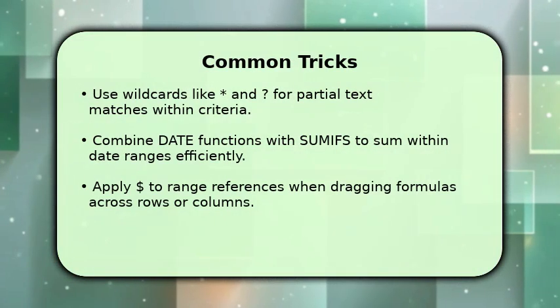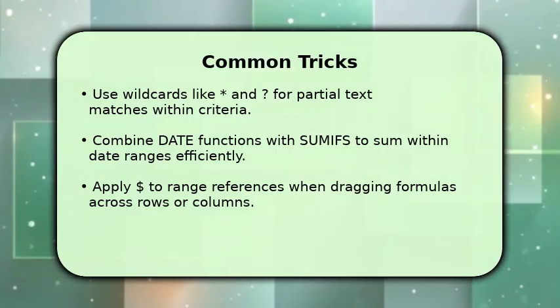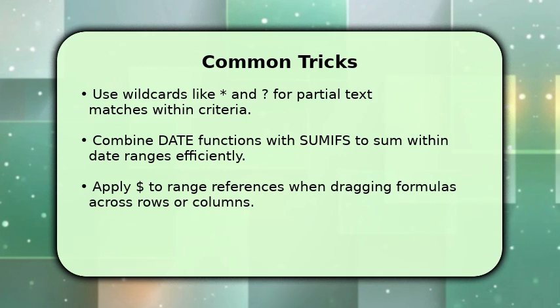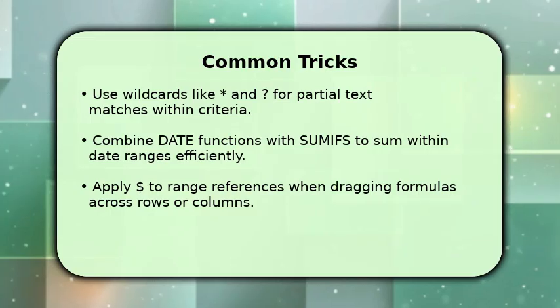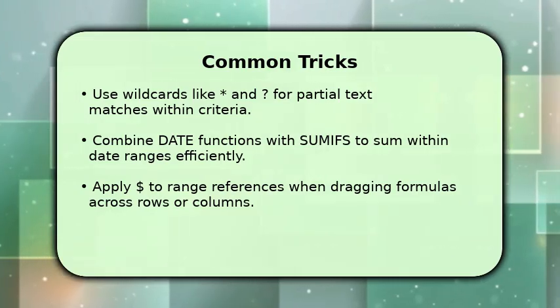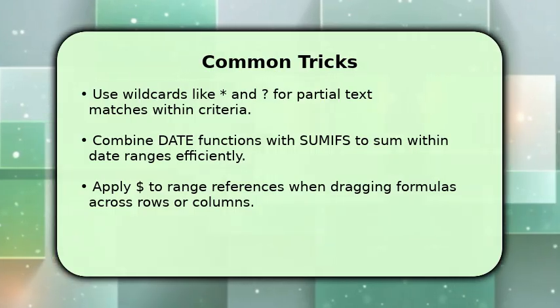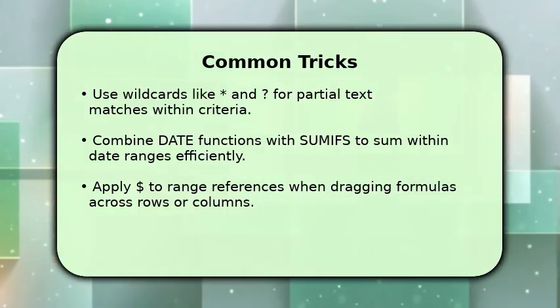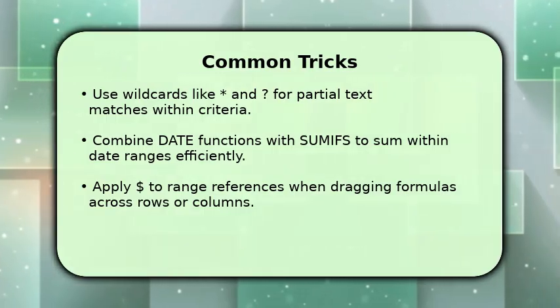Try using wildcards for flexible text matching and date functions to handle month or year filters inside SUMIFS. I will explain how to reference cells for criteria so you can change conditions without editing formulas. You will also see when to freeze ranges with dollar signs and how to handle blanks and zeros properly. These practical tricks speed up building reports and reduce formula errors in shared sheets.